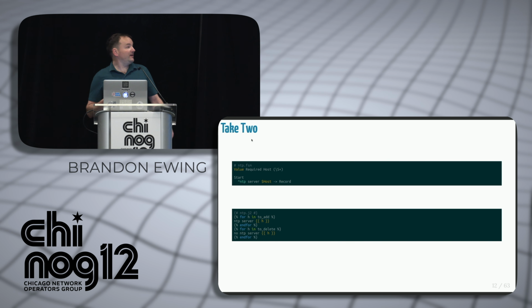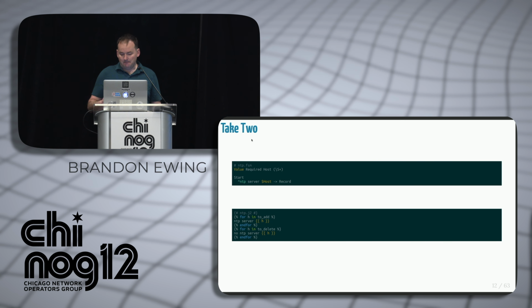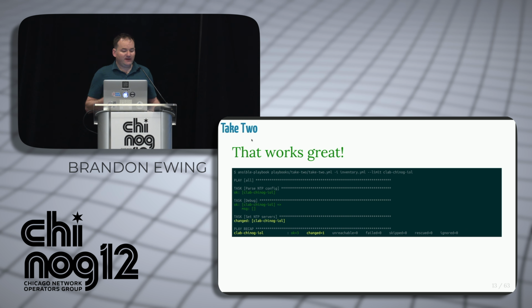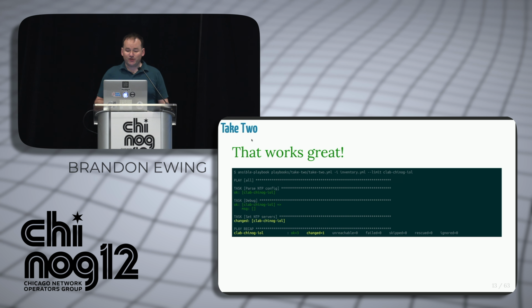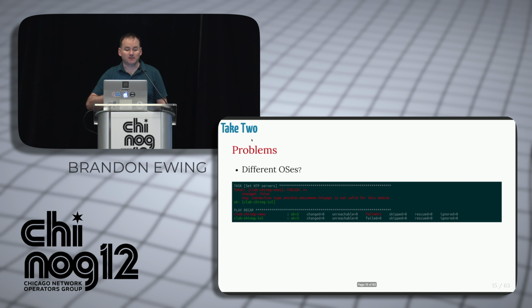Those templates are really straightforward. Like, all we're doing is collecting IPs and then adding and deleting. So we run that on our laptop, and it works great. Now we're getting feedback on our changes. We can see that one device did get a change this time. But there are still a few problems with this approach.